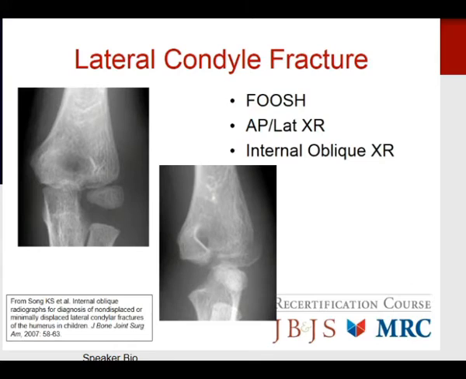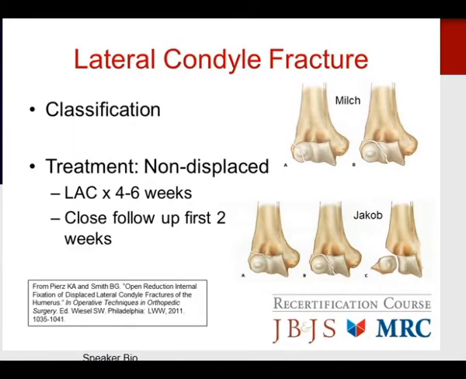These fractures are classified utilizing the Milch classification, which is based upon the fracture morphology. However, the Jakob classification is based upon the amount of displacement and helps guide our treatment. Non-displaced injuries are treated with long arm casting for 4 to 6 weeks, and you'll notice that this is slightly more than a supracondylar humerus fracture. That's because these injuries frequently take longer to heal, and close follow-up in the first 2 weeks is absolutely necessary because late displacement is a potential complication.